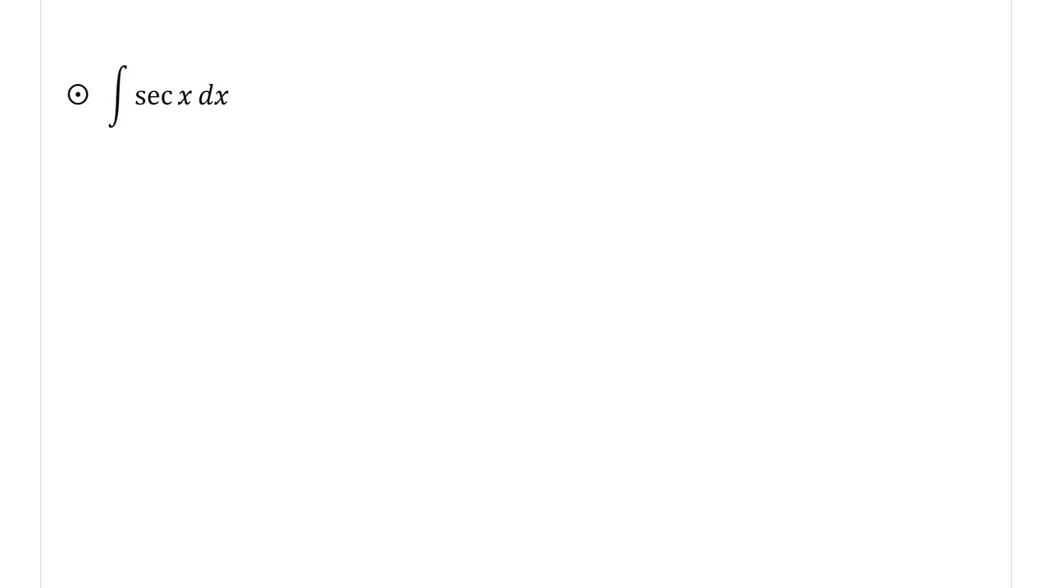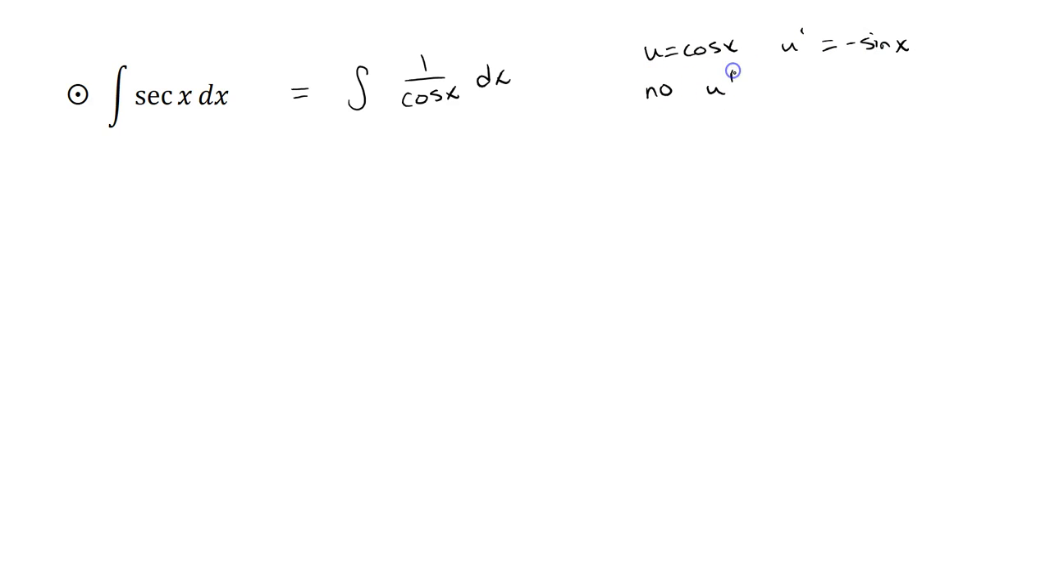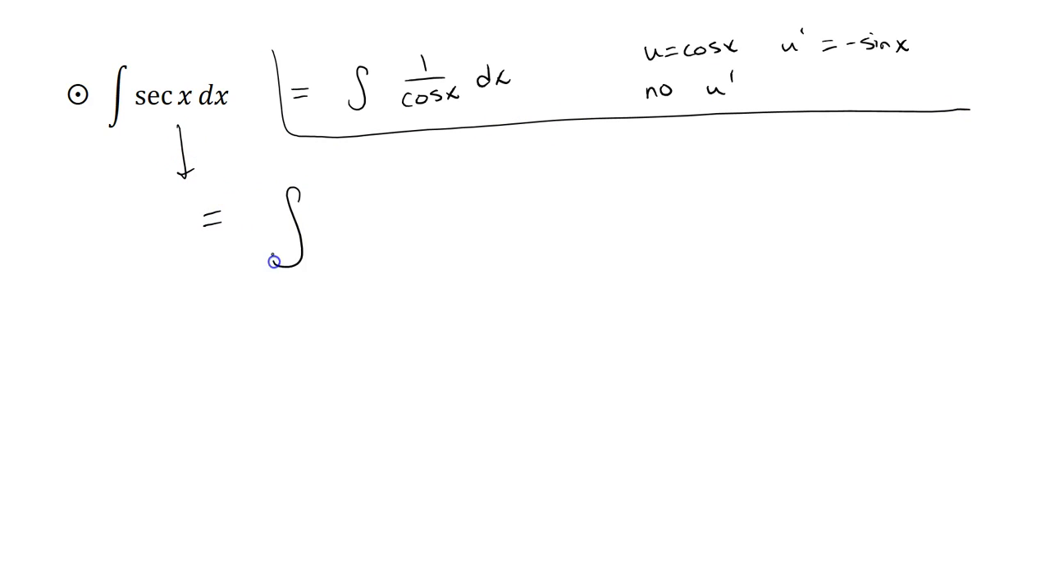Now this one is definitely not obvious. If you were to try and make this 1 over cosine of x dx, you know, if your u is cosine of x, your u prime would have to be negative sine of x. So we don't have a u prime here, so this doesn't help us. We don't want to do this. There's actually a trick to this one, and I wouldn't expect you to know this off the top of your head. This is something I'm going to show you.